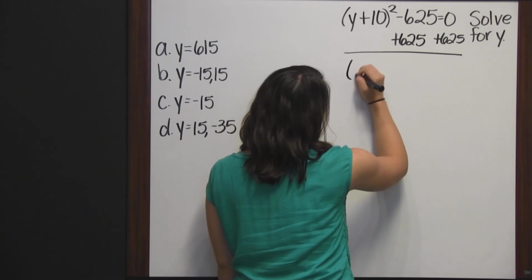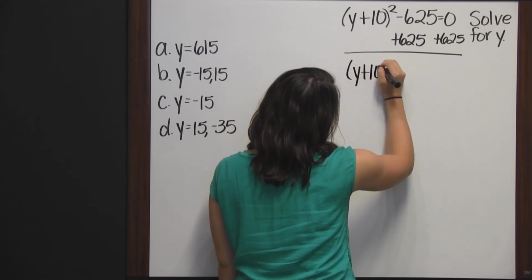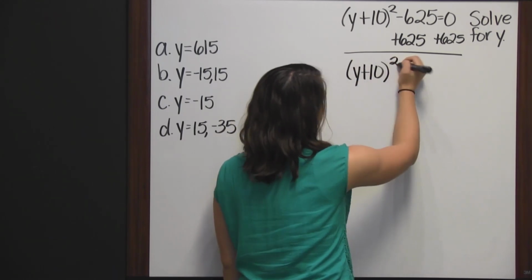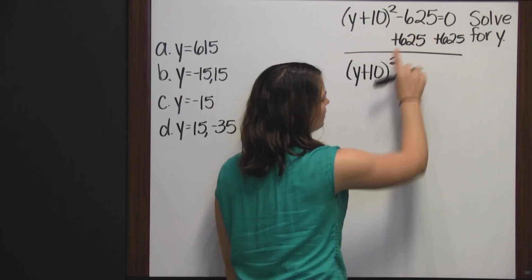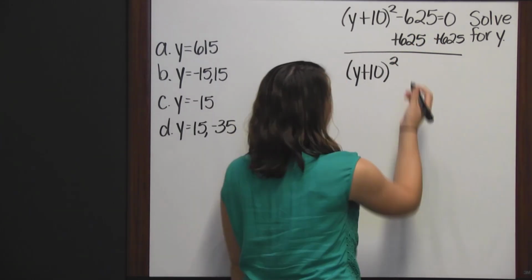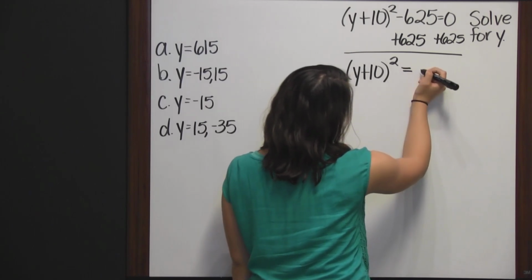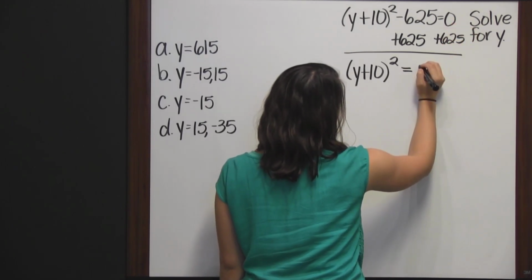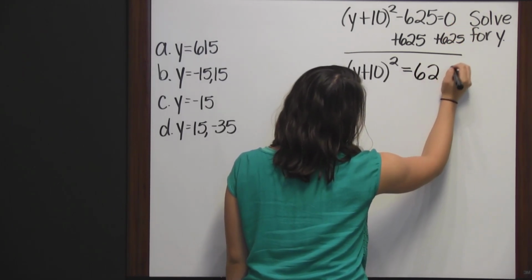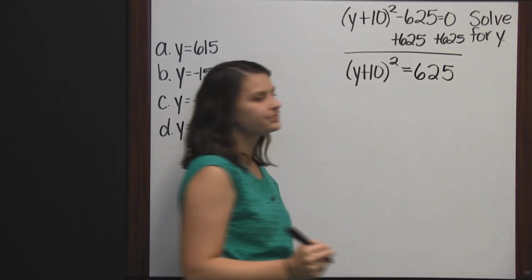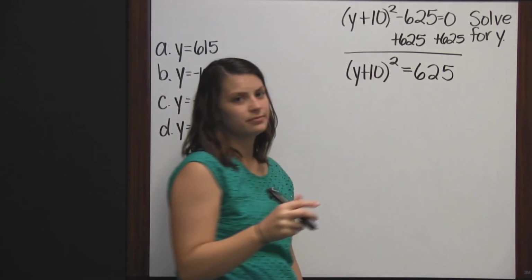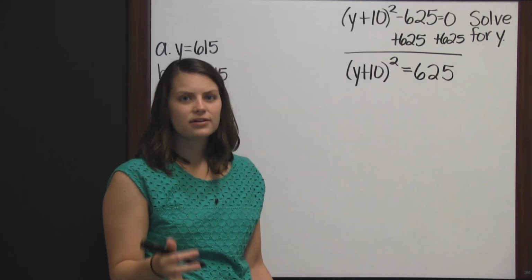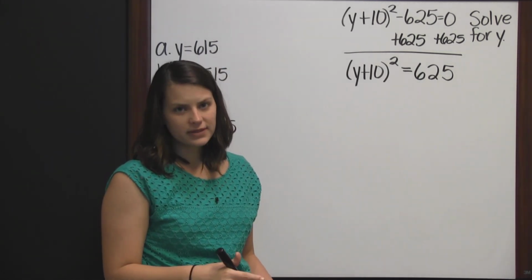So we bring down our quantity y plus 10 squared. Negative 625 plus 625 is 0, so that just cancels out. And that equals 0 plus 625, which is 625. Well, then we want to get rid of this squared because our y is kind of locked in those parentheses.